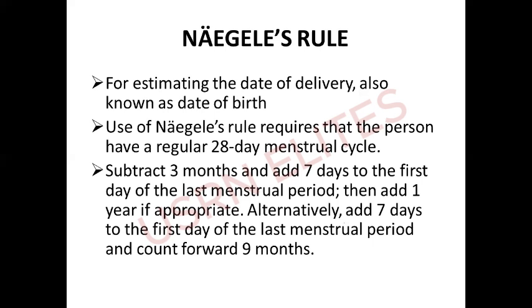Another way you can go about it is that when you are able to determine the first day of the last menstrual period, you add 7 days to it. Now, when you add 7 days to it, you count 9 months forward. Then you add the appropriate year to it.